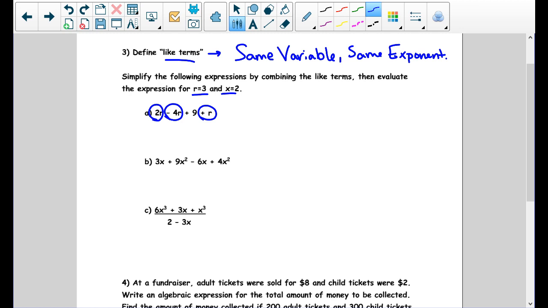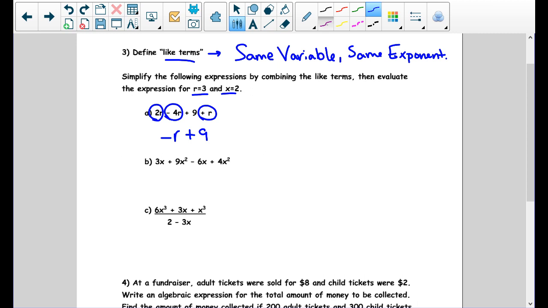And again, when we're combining, we're adding and subtracting them. So 2 minus 4 is what? Negative 2 plus 1 is? Yeah, negative 1. So negative R. 9 just comes down. So there's my simplified expression.